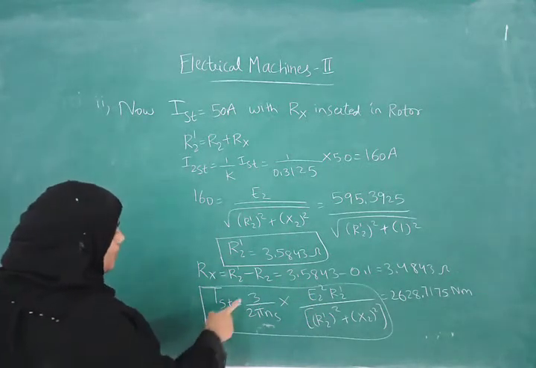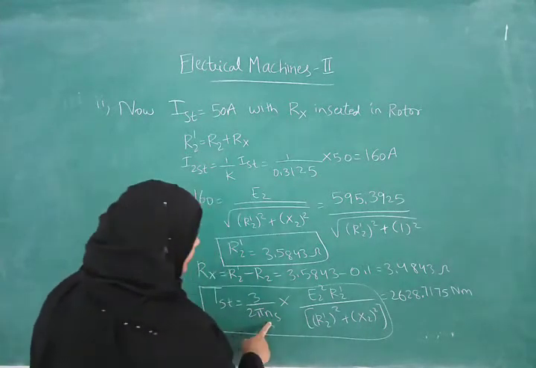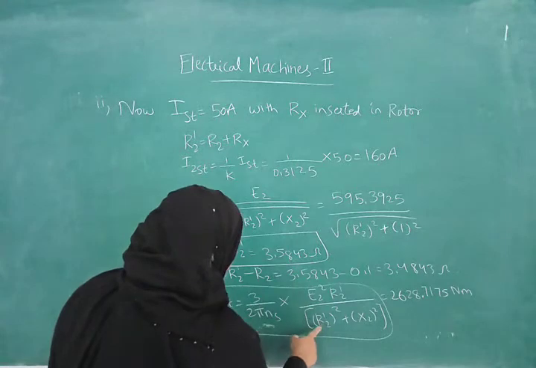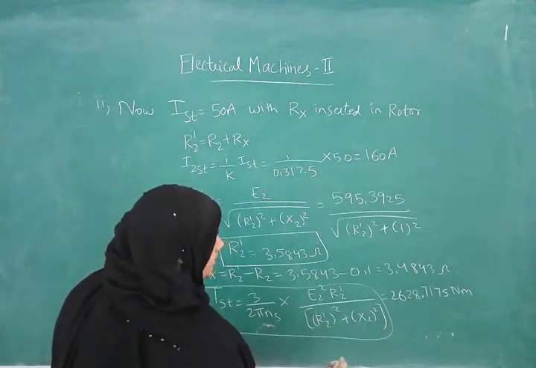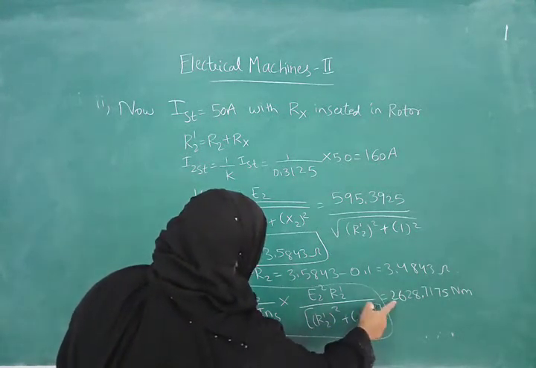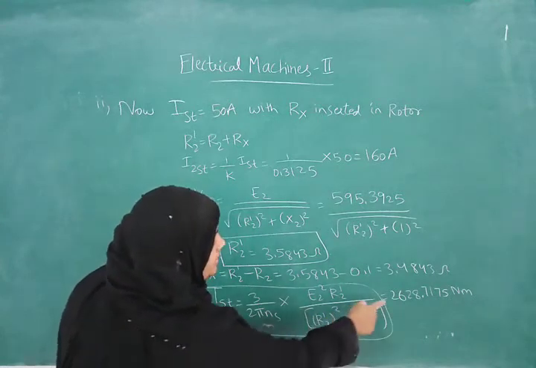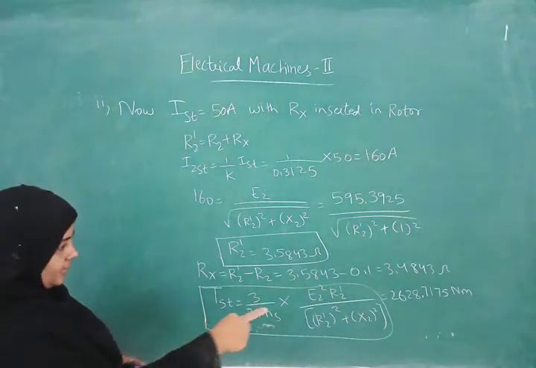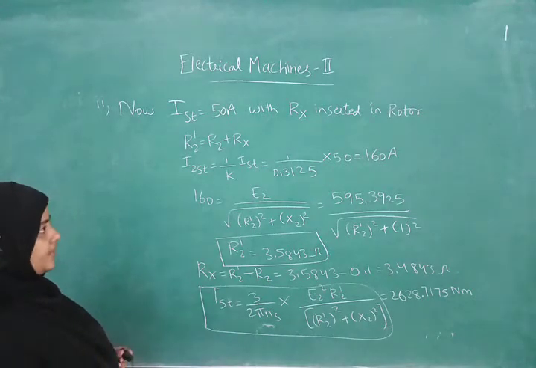So after substituting all the values, we know the value of ns, we know the value of E2, R2 dash we have found out here, X2 is given in the question. After substituting all the values I got the value of starting torque as 2628.7175. Units of torque are Newton meter, so I have written there Newton meter.